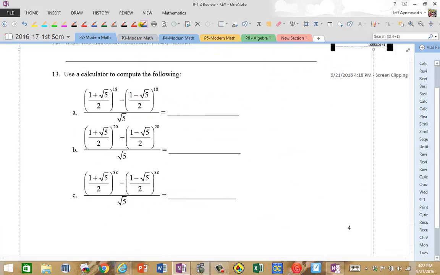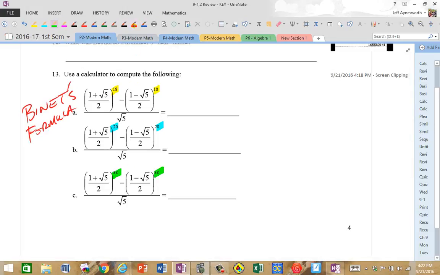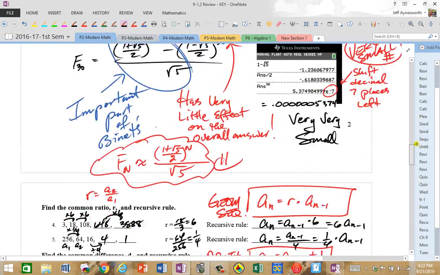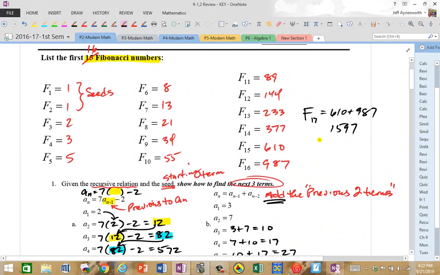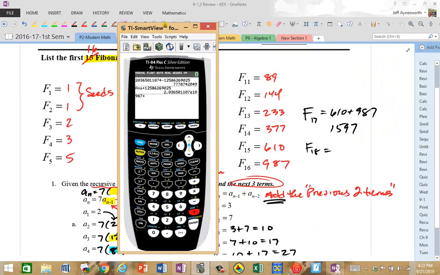So this right here, by looking at these, this is Binet's formula. All we really have to do is look at the exponents here to figure out what's going on. So let's take a look at the first one here. This is F18. And do we have F18? Sure we do. So F18 is equal to 597 plus 987. So 987 plus 1597.